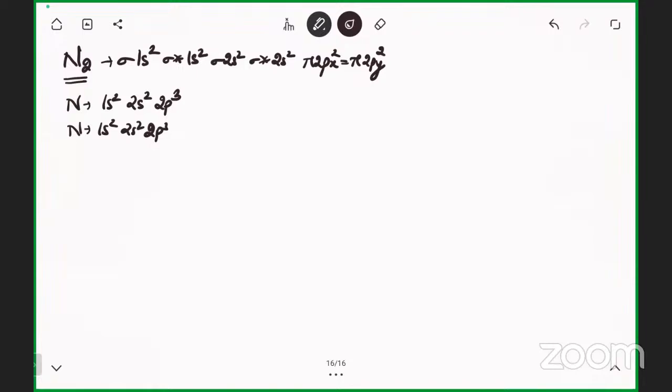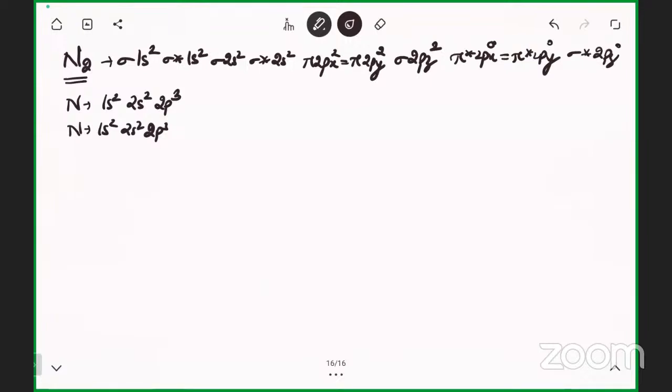Then 2pz doesn't form a pi bond. It forms a sigma bond. It will be sigma 2pz, with 2 electrons. Then pi star 2px is equal to pi star 2py. This is empty, so you write 0, 0. Then sigma star 2pz will again contain 0. So this is the configuration of the N2 molecule.